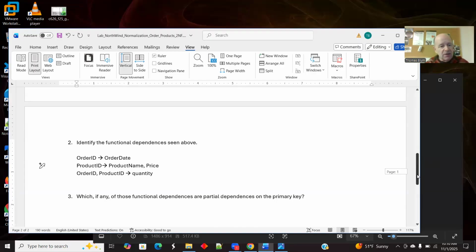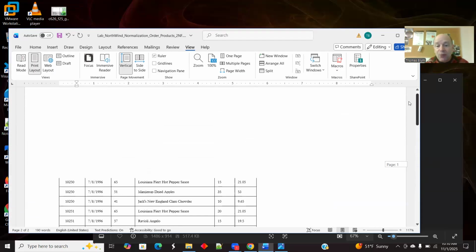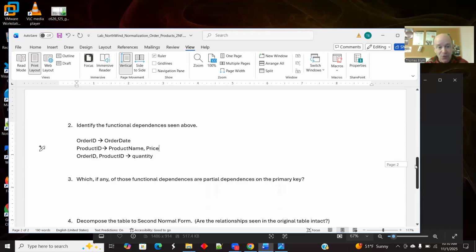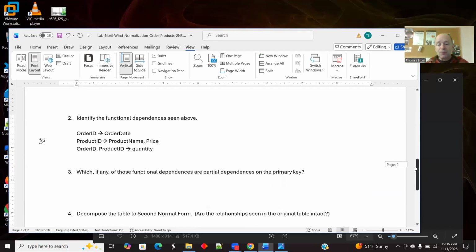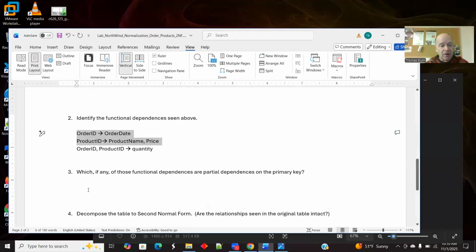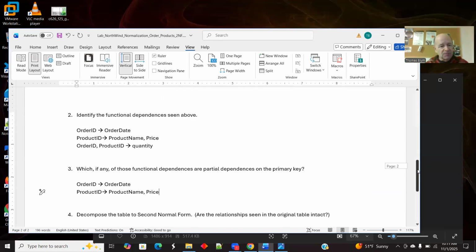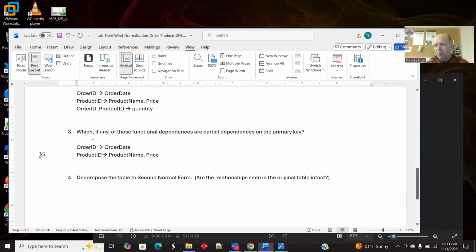Okay. So those are our functional dependencies. All the fields that we saw are sort of accounted for. Which of those are partials? The first two. The last one depended on the full primary key, so I'm not going to call that a partial. So these are sort of proper subsets of our primary key.